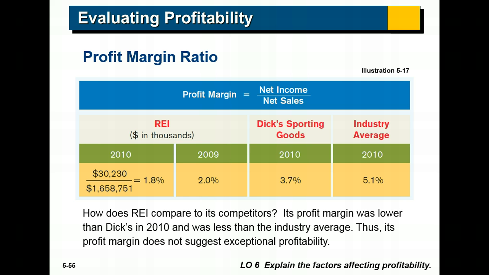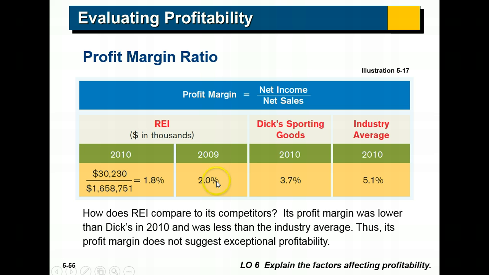REI in 2010, their profit margin after all their operating expenses shows 1.8 and 2% profit margin. Look at the Dick's and the industry average here, 3.7 and 5.1. So could that be paying employees more? Could it be operating rents are higher? Maybe they have to have a taller building for that climbing wall, so that's more heat or something. I don't know. So, all of it.